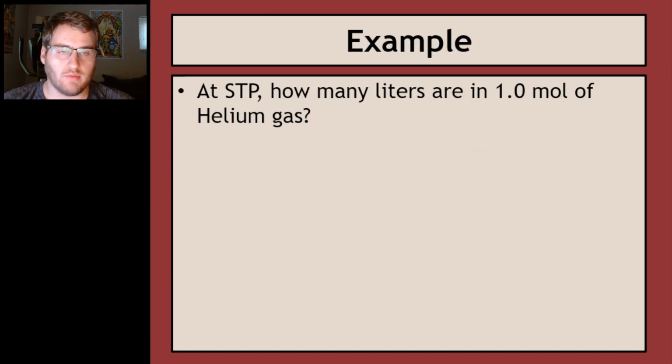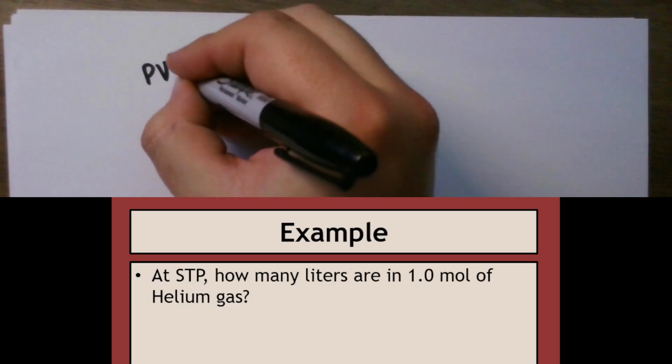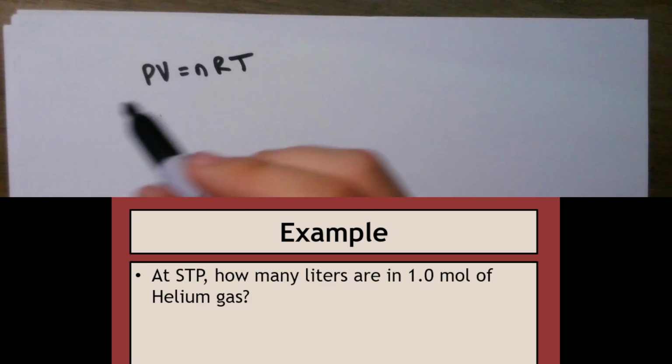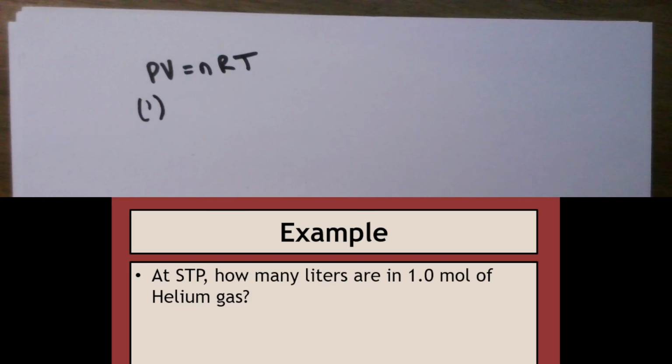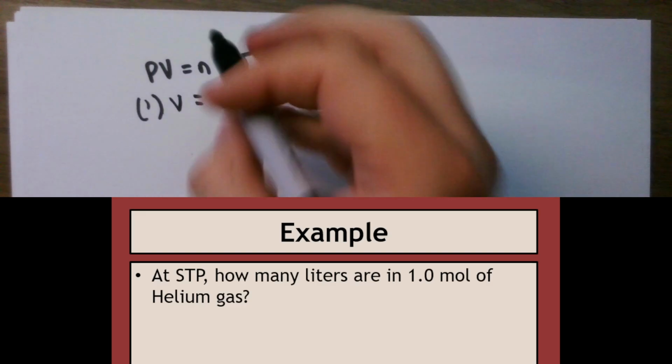So it'll make a question look really short. At STP, which tells you your temperature and pressure, what volume in liters is in 1 mole of helium gas? So PV equals nRT. P isn't given to me directly, but it's standard pressure, which means pressure is 1. V is my volume. That's what I'm looking for. Number of moles is 1.